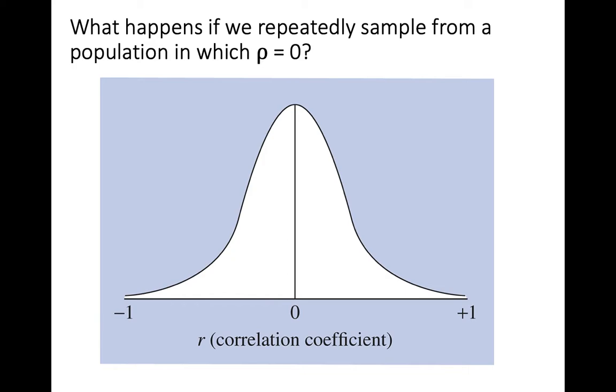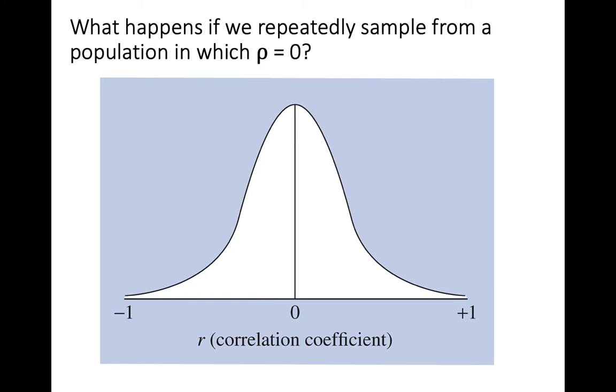Okay. So in doing this null hypothesis significance testing with a correlation, very similar to our other statistics, like a t-statistic, like an F ratio, we end up with a sampling distribution. And this is the thought exercise. What happens if we repeatedly sample from a population in which the true correlation is 0? Okay? The result is that we end up with a sampling distribution of correlations.